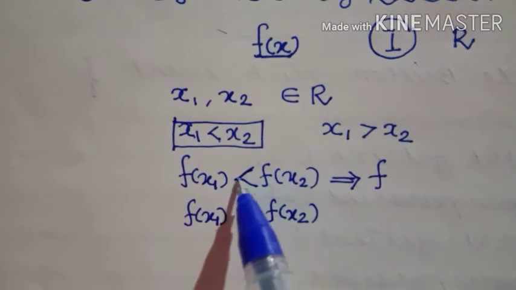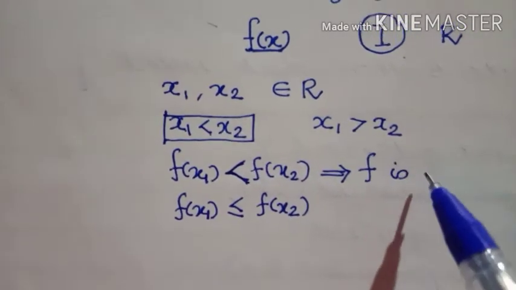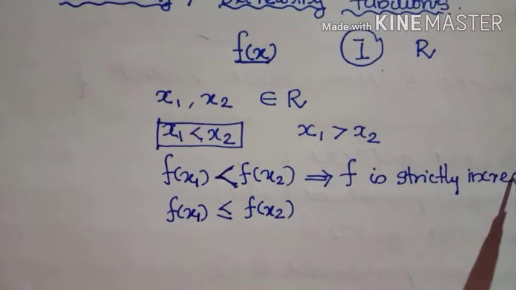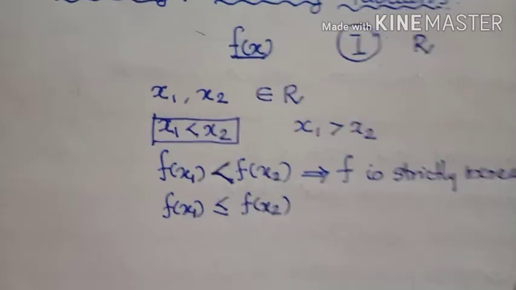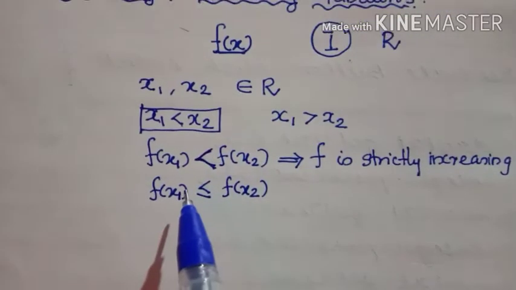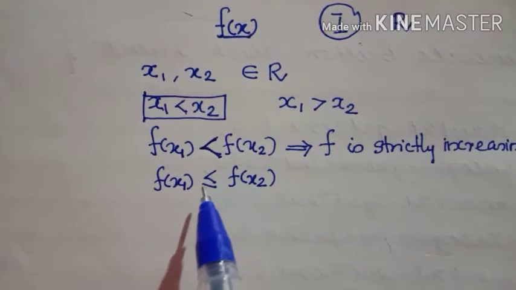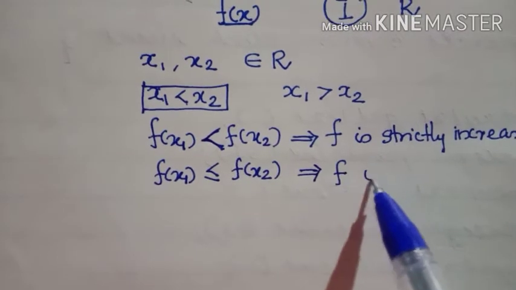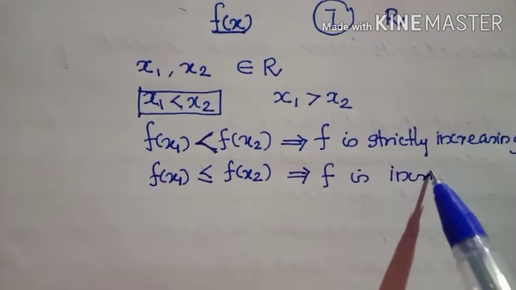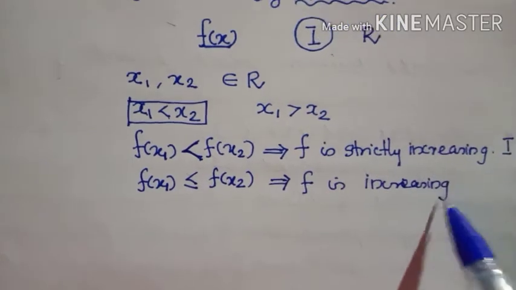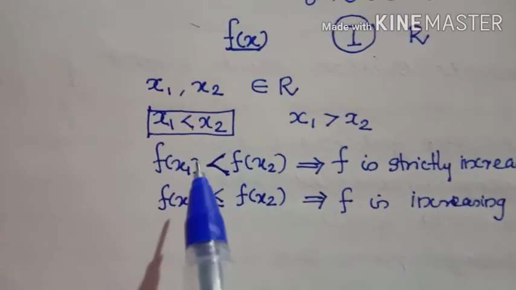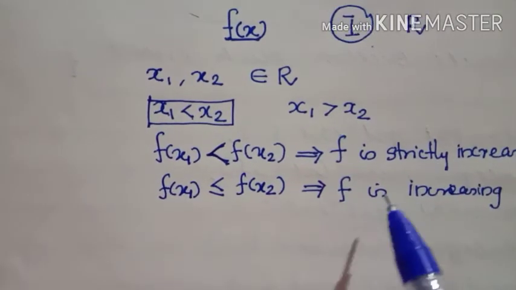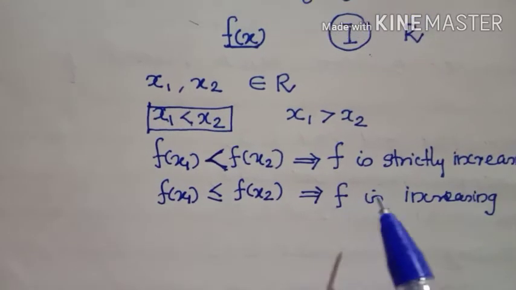Suppose it is strictly less than, then we can say that the given function is strictly increasing in the interval I. If f of x1 is less than or equal to f of x2, then we can say that the given function f is increasing in the interval I. So this is the first condition to check whether the function is increasing or decreasing. If it is not increasing, then we can say that it is decreasing.